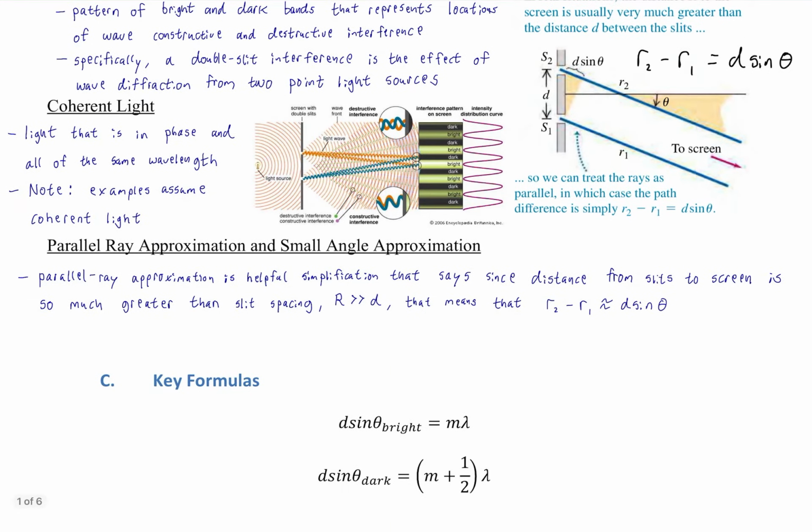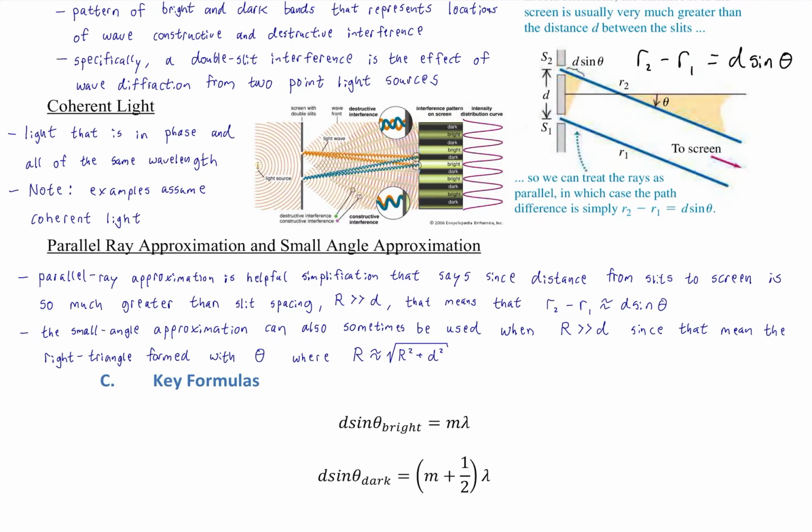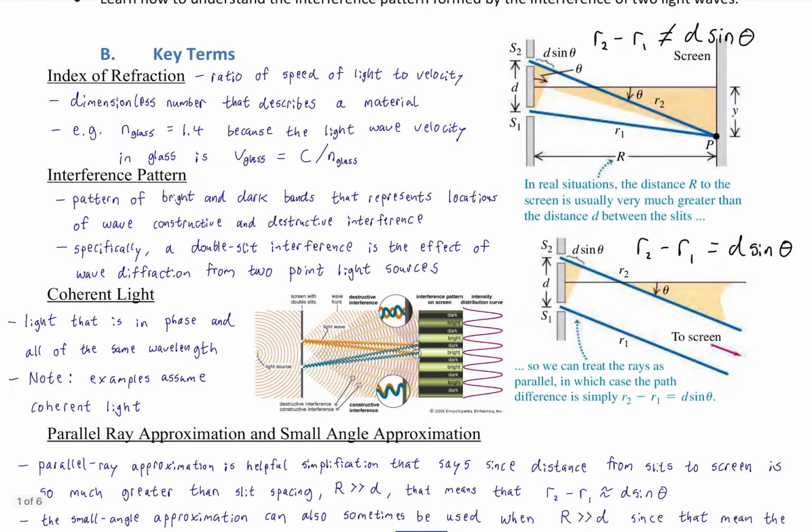Now, there's another approximation that we make sometimes, because sometimes it's justified, and that's the small angle approximation. It can sometimes be used when the distance from the slits to the screen is much, much greater than the slit spacing, since that means that the right triangle formed with theta, the theta we were just talking about, is such that the hypotenuse is essentially the same as the length of the longer side. Because if this triangle becomes so long, then this long leg is so much longer than this short leg that the long leg is effectively the same length as the hypotenuse, all right?